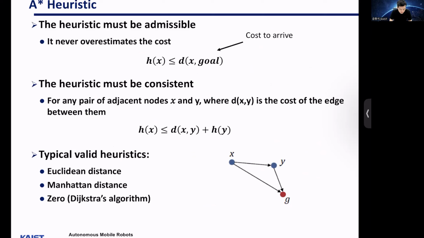The heuristic must be admissible. It never overestimates the cost. H must be smaller than or equal to the cost to arrive. The heuristic must be consistent for any pair of adjacent nodes x and y, where dxy is the cost of the edge between them. Typical valid heuristics are Euclidean distance, Manhattan distance, and 0 for Dijkstra.